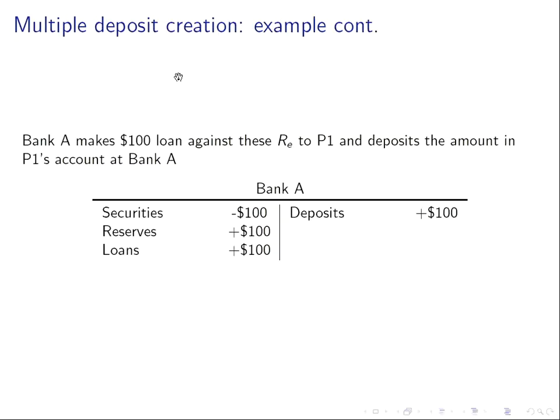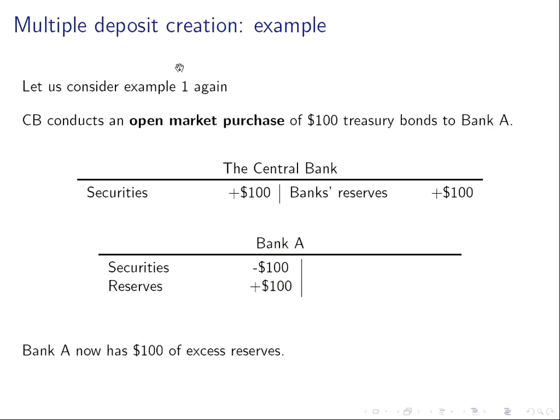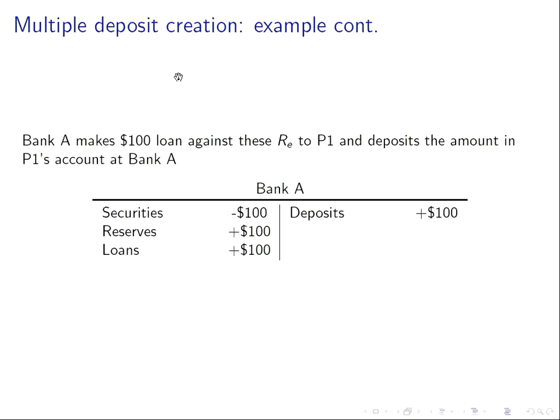There was a query on how multiple deposit creation cannot happen with a single bank, right? All right. Now, in this case, what did we say? We said that Bank A makes a $100 loan against these excess reserves to a person P1 and deposits the amount in P1's account at Bank A, right? Is that all good?